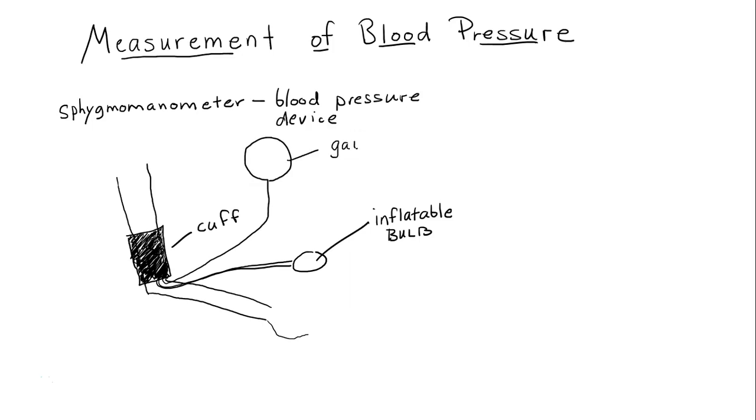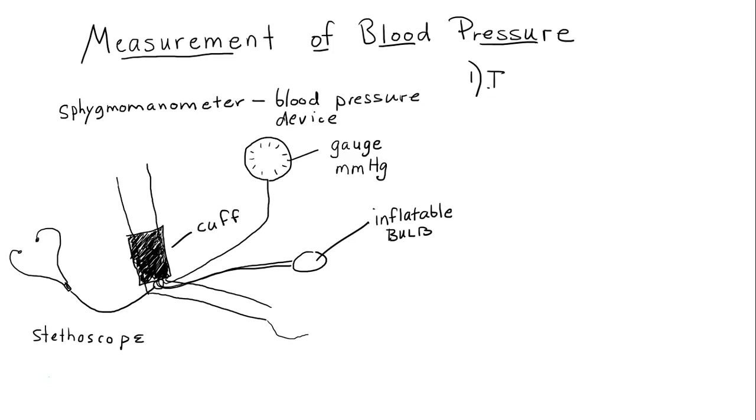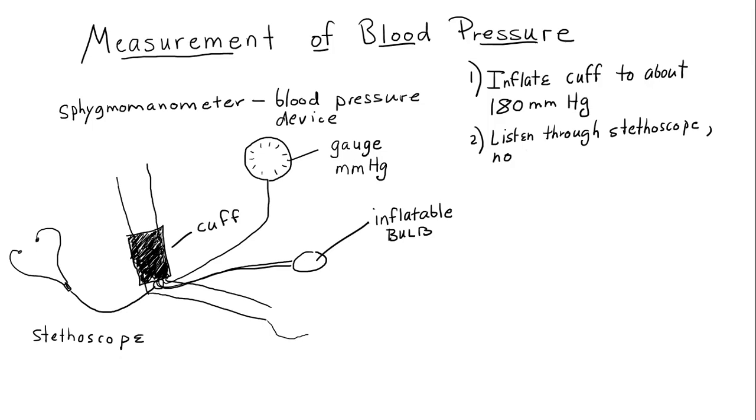Depending on how much you inflate the cuff, the pressure can be measured by a gauge, which measures pressure in millimeters of mercury. Then a medical professional can listen to the changing force of the blood through the artery by putting on a stethoscope, which fits into the ear and has a little cap or disc that is placed over the arm. To measure blood pressure, the first thing we do is inflate the cuff to about 180 millimeters of mercury and then listen through the stethoscope.